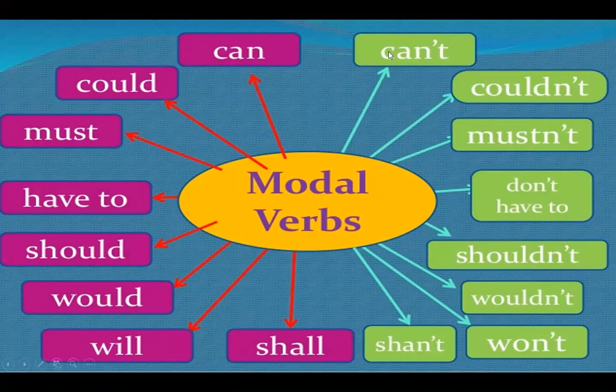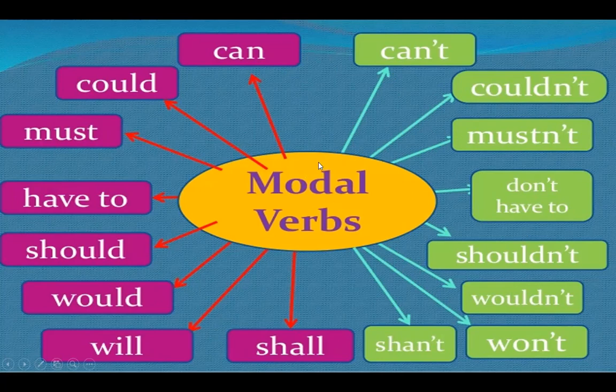You have can and can't, negative and affirmative, could, couldn't, must, mustn't, have to, should, shouldn't, would, wouldn't, will, which is one you said before, won't, will not, shall, shan't. Remember, you use shall only for I and we, first person, singular or plural. Don't have to, or doesn't have to, depending on the subject.